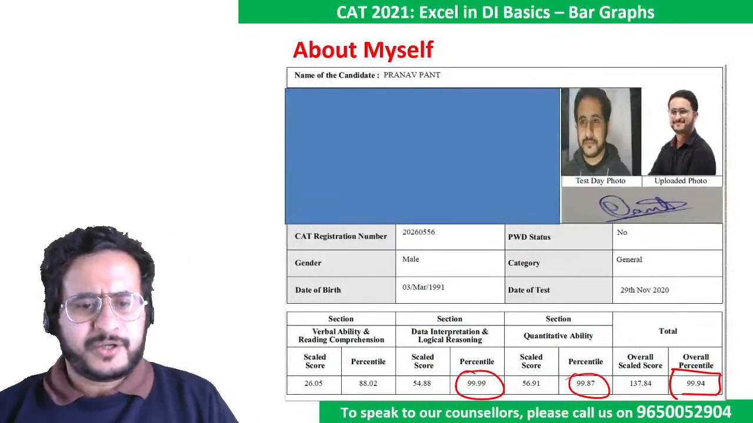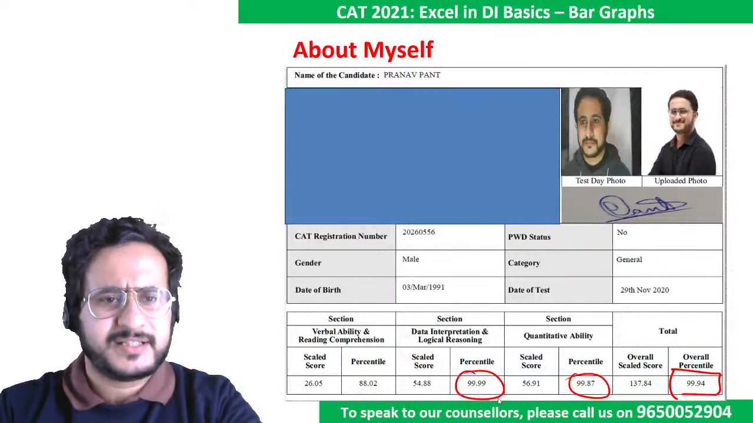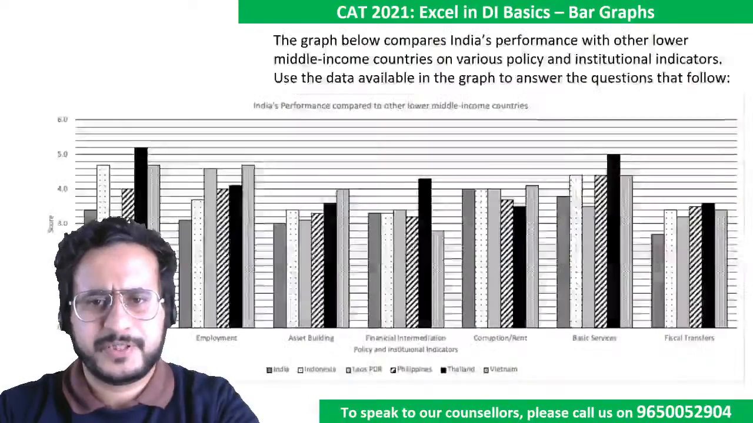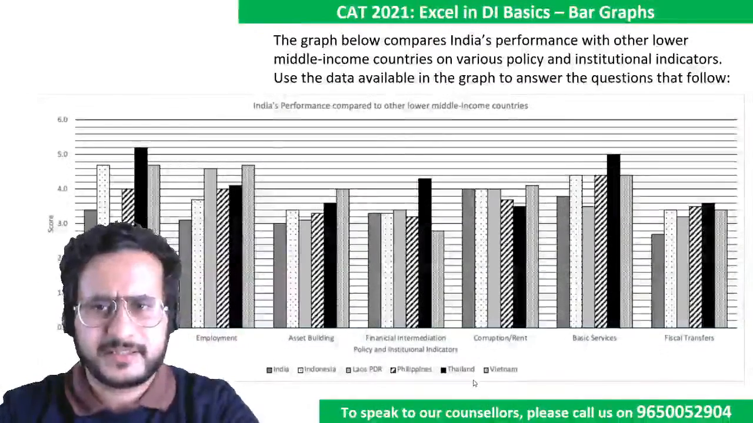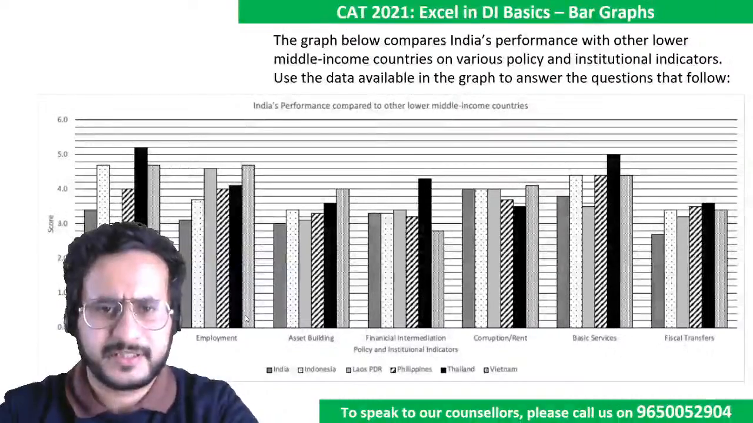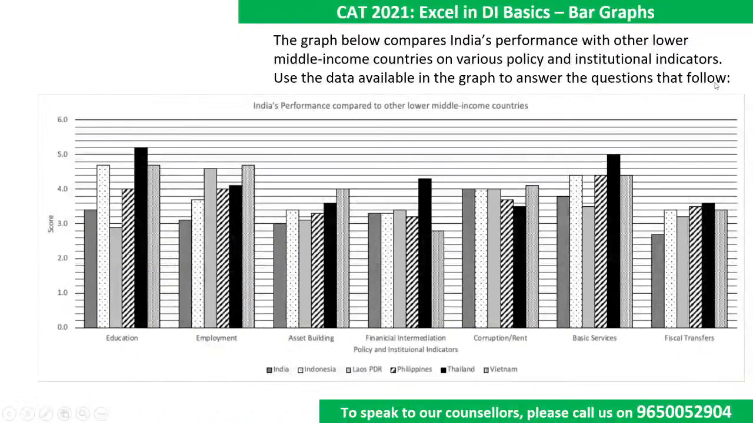All right, let's begin today's session with the first set of the day. That is going to be a basic set. As I said, it is not a very difficult thing to do. This is a bar graph that compares India's performance with other lower middle income countries on various policy and institutional indicators. You have to read this data and answer the questions that follow.